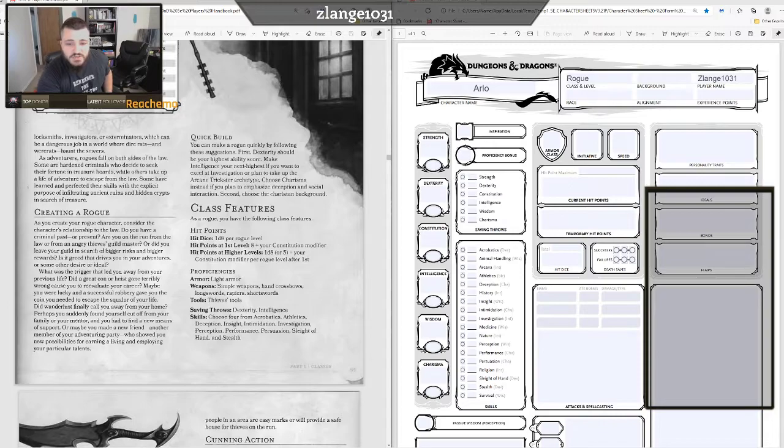Second, choose a charlatan background. We will get into backgrounds later. But that tells us where we should allocate our best points. So, according to this, dexterity should be our number one, which is perfectly fine. That's the way I like to go when I make my rogues. However, you can put your highest score somewhere else if you really wanted to.